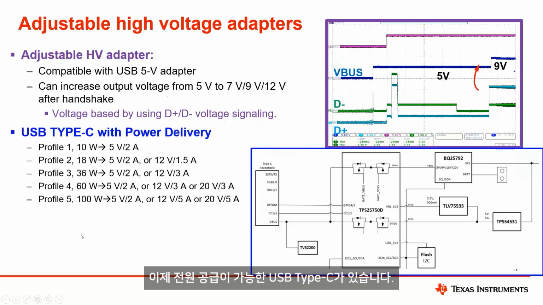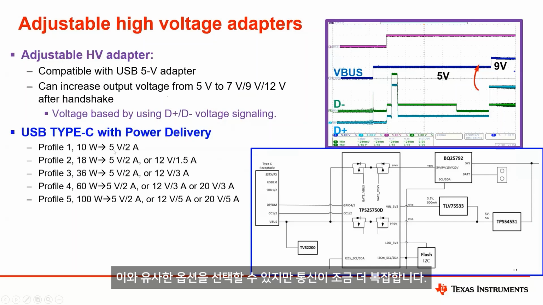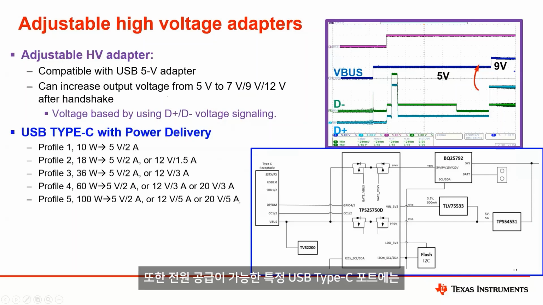And then now that we have USB Type-C with power delivery, you have the option of doing something similar, but with slightly more complicated communication. So you can go from 5 volt 2 amp to like 20 volt 5 amp, for example. Those particular USB Type-C ports with power delivery do require communications across the USB CC1 and CC2 lines.